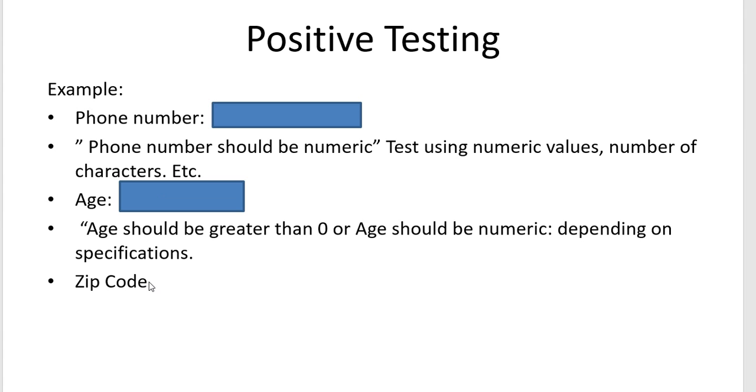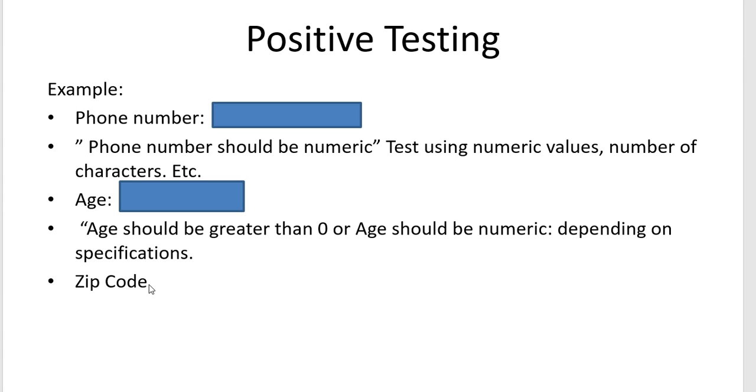Another example is zip code. For positive testing, you're going to test on the number of characters and the type of characters, whether it's numeric values. And as I said, it depends on the specification of the software and the users. Take the example of zip code. There are countries which use numeric values. Suppose you're testing your application for US customers, then you're going to test the zip code with numeric values.